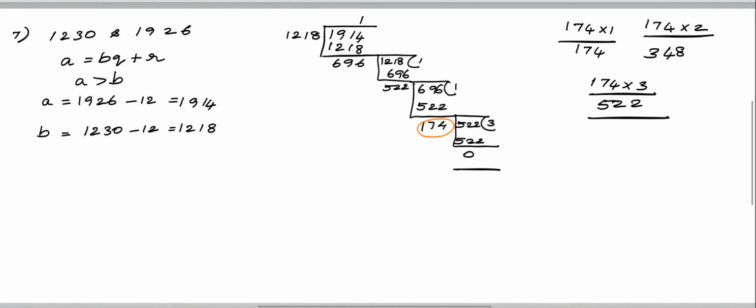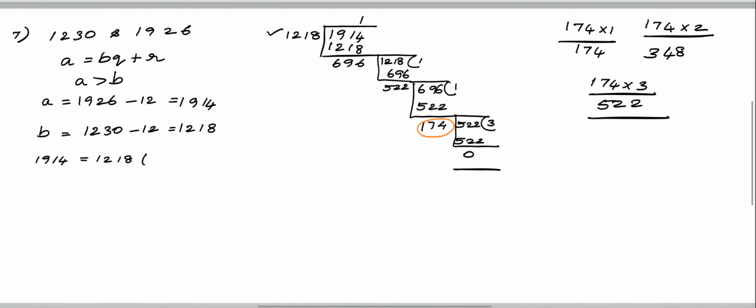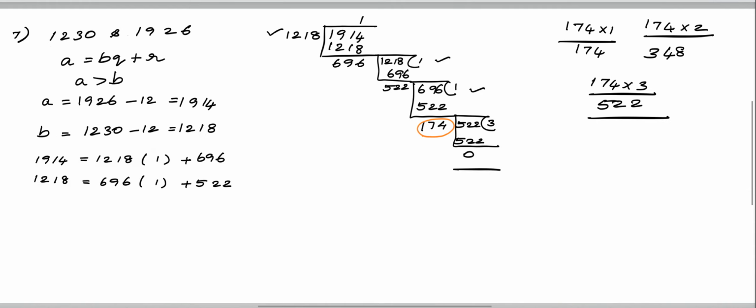Now we will write it off, ma, using the algorithm. For the first step, we'll go with the first step. What is your dividend? It is 1914, which is equal to B is the divisor, that is 1218 into quotient 1 plus the remainder 696. In the second step, your dividend is 1218, which is equal to your divisor is 696, quotient is 1 and the remainder is 522. So this step is over. Come to the next one.